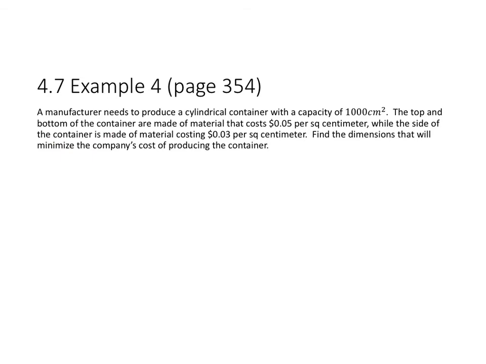Let's step into the world of manufacturing with example 4 on page 354. A manufacturer needs to produce a cylindrical container with a capacity of 100 centimeters squared. I think that's supposed to be centimeters cubed. The top and bottom container are made from a material that costs 0.5 centimeters per centimeter squared, and the sides are made from something that costs 3 cents per centimeter squared. Find the dimensions that will minimize the company's cost of producing the container.